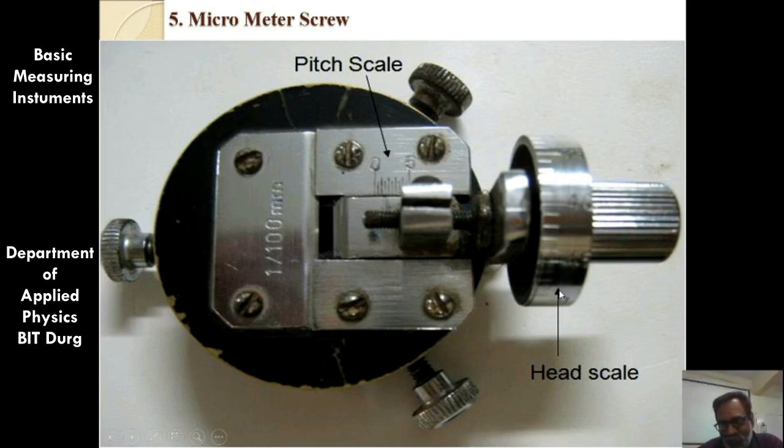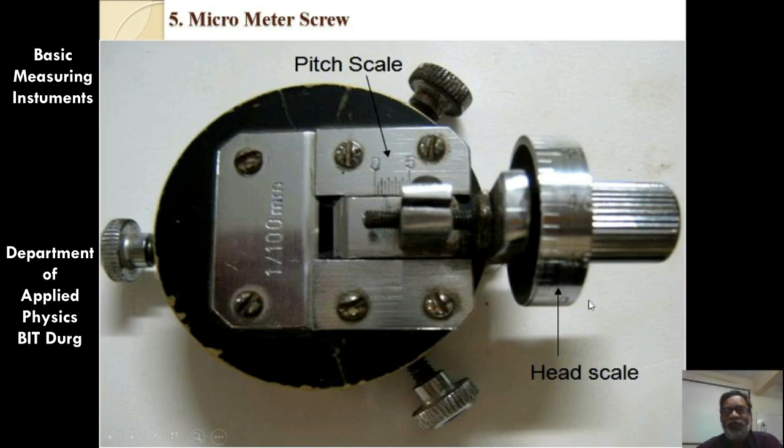This is the circular scale, and in this circular or head scale you can find 100 divisions. So obviously the least count of this micrometer screw slit is 0.5 mm divided by 100, that is 0.005 mm or 0.0005 centimeter. So that is the instrument which uses another screw gauge.